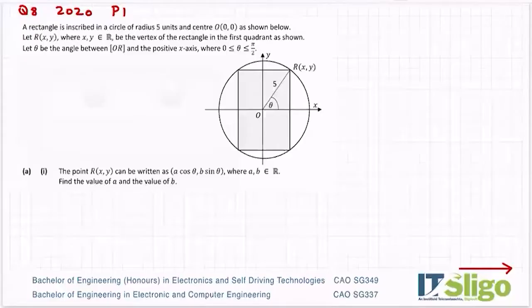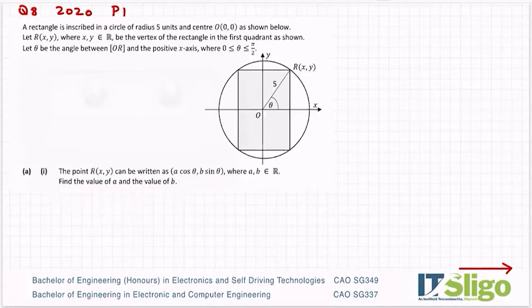Okay, question 8 from the 2020 paper. A rectangle is inscribed in a circle of radius 5 units and centre 0, 0 as shown below. Let R be the point x, y, the vertex of the rectangle in the first quadrant as shown, a vertex being a corner. Let theta be the angle between OR and the positive x-axis, where 0 is less than or equal to theta is less than or equal to pi over 2. The point R, x, y can be written as A cos theta, B sine theta, where A and B are elements of R. Find the value of A and the value of B.